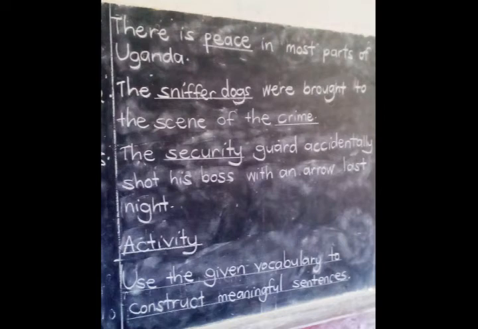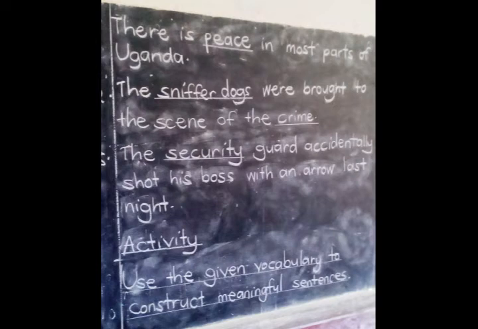The third one, because I'd promised to give you three: the security guard accidentally shot his boss with an arrow last night. You can underline the word security. You may also underline guard and shot, because those are all under the vocabulary, but my main concern has been the word security. So the sentence is, the security guard accidentally shot his boss with an arrow last night.